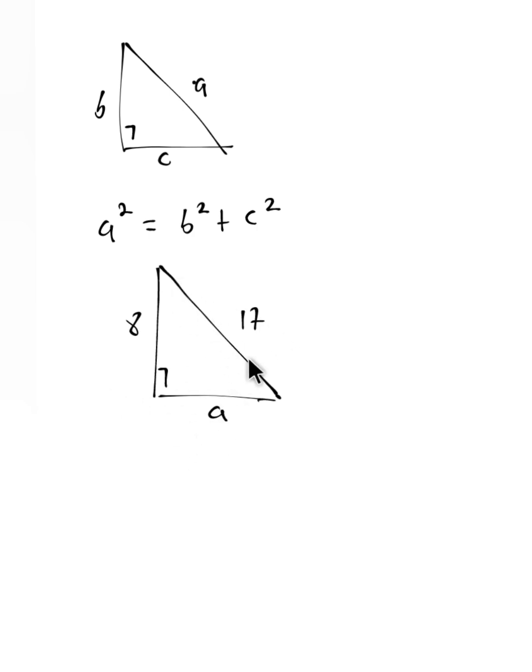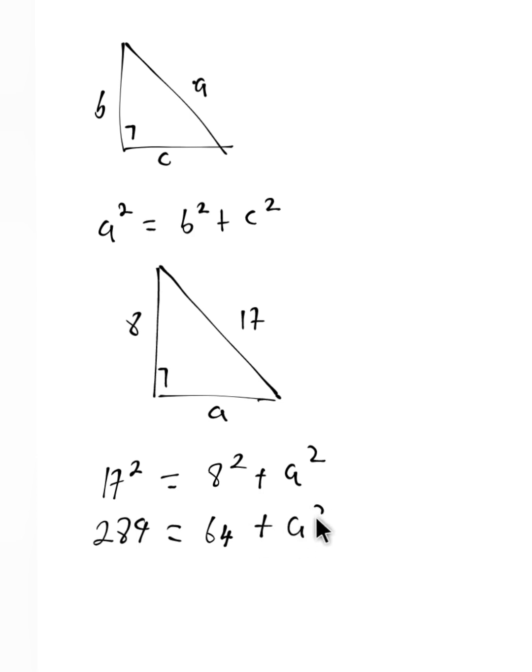The square of the longest part, 17, is equal to the addition of the squares of the other two parts, which is 8 squared plus A squared. If we simplify this equation, we'll be able to get the value of A. So let's proceed. Well, 17 squared is 289. This is equal to 64, which is 8 squared, plus A squared.